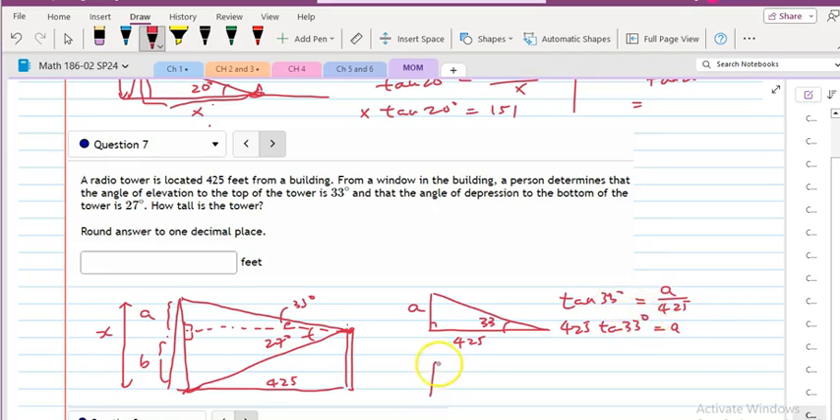Likewise, I would have a triangle that goes like this. The angle of depression to the horizontal is 27 degrees. This is also 425, and I have B. So again, this is opposite and adjacent. Tangent 27 is equal to B over 425. Do the same thing: 425 times tangent 27 degrees is equal to B.